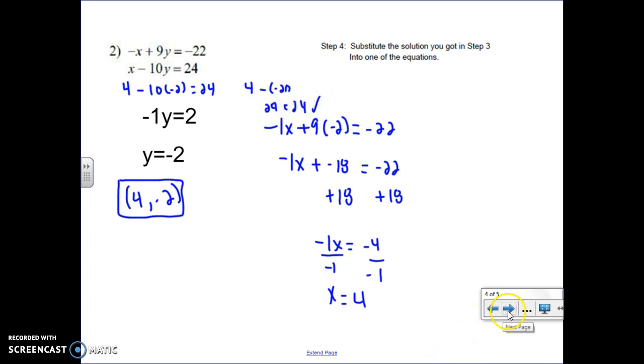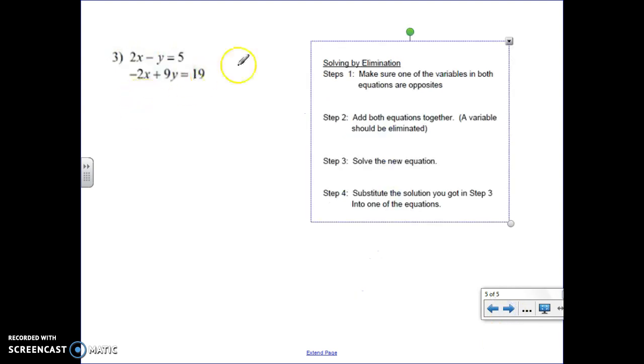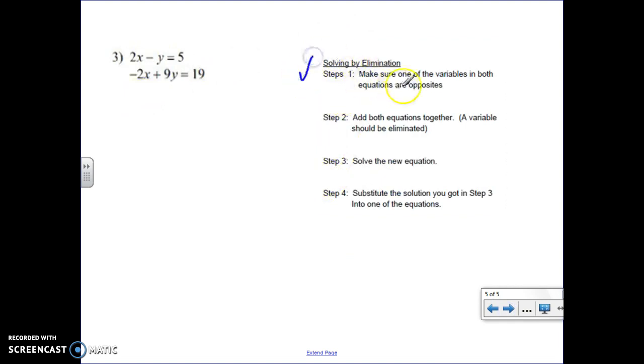So I'm just going to walk through one more, and then I'm going to ask you guys to try the other ones for me, okay? So I look at this one. Same steps are right here. Step 1, make sure one of the variables in both equations are opposites. Well, look in here. That's a 2x, and that's a -2. So they are opposite each other.